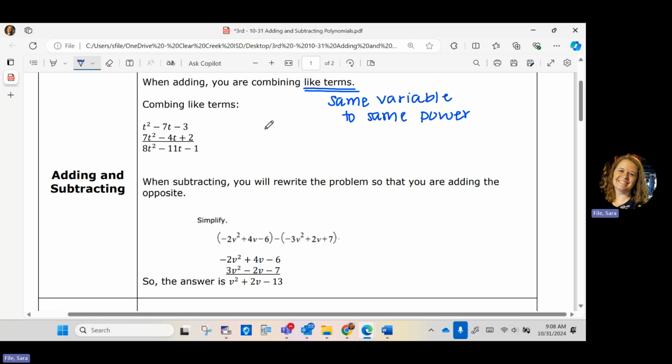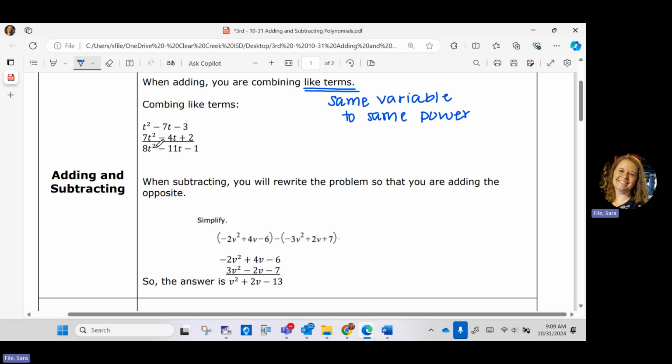variable. So here is a strategy when combining like terms: stack your expressions vertically, and line up the like terms. So the t squareds are lined up, the t's are lined up, the constants are lined up. Okay, and so when we combine those, this is an understood 1 if there is no coefficient. So 1 and 7 is 8t squared. Negative 7 and negative 4 is negative 11t. And then the constants are negative 3 and positive 2, which is negative 1.